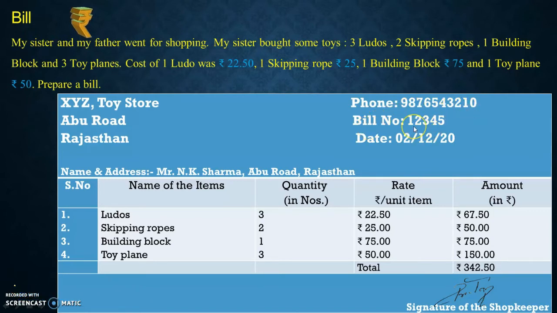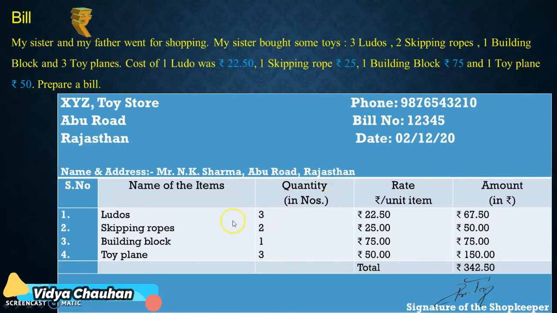Bill number: you can mention any number. Date on which the purchase is done. After that, the address of the person who has purchased. Since in our question it is not mentioned who the person is, you can take any name here. Since the child's sister has made the purchase with his father, in that case I have just taken Mr. N.K. Sharma, Abu Road, Rajasthan.